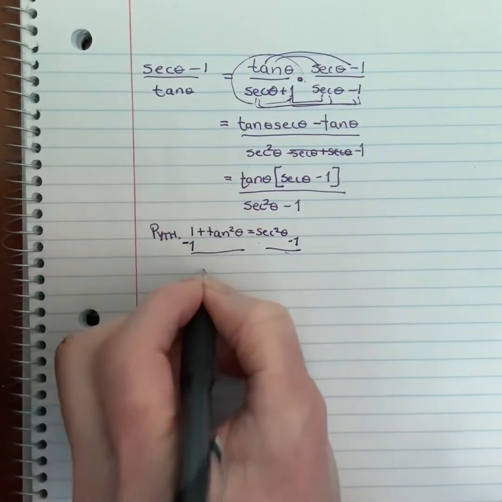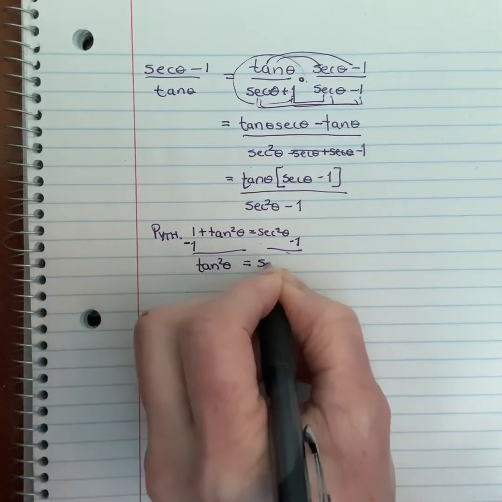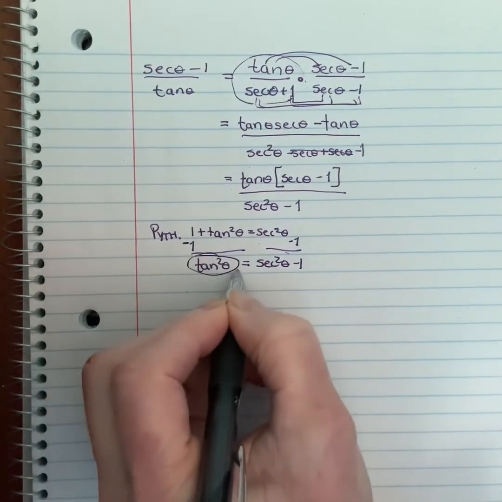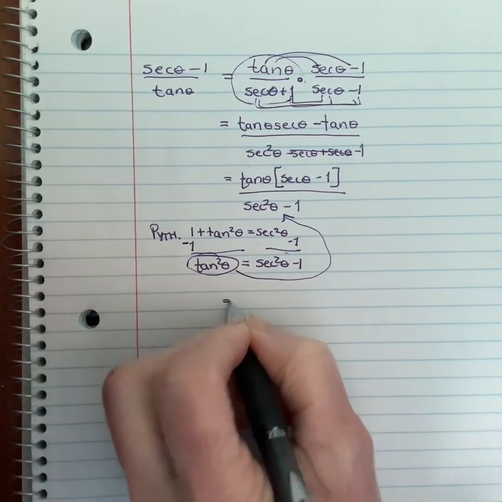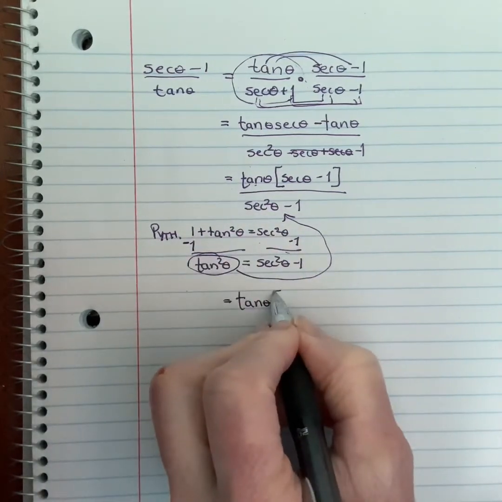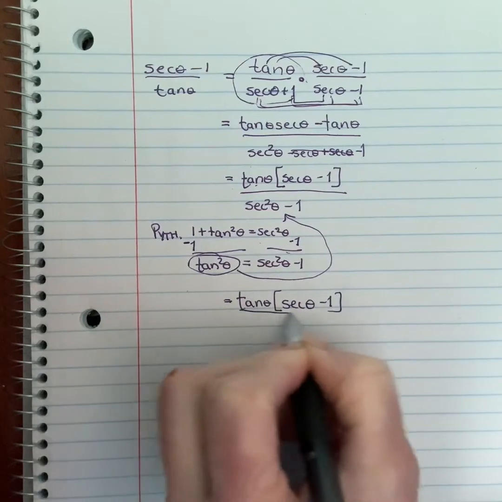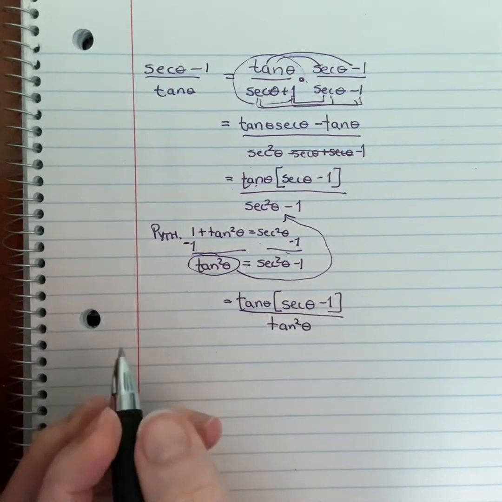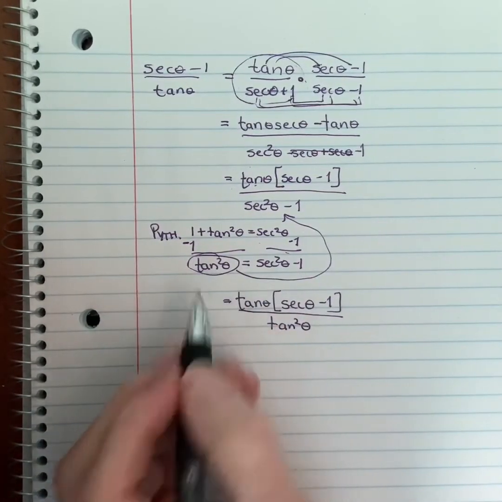So here's what I've got. I've got tangent squared of theta is equal to secant squared of theta minus 1. Hey, that's pretty cool because now I could put something really simple in this denominator. So here's what I've got. I've got tangent of theta, this is from here, times secant theta minus 1 over tangent squared of theta. Okay, so I replace secant squared of theta minus 1 with tangent squared of theta.